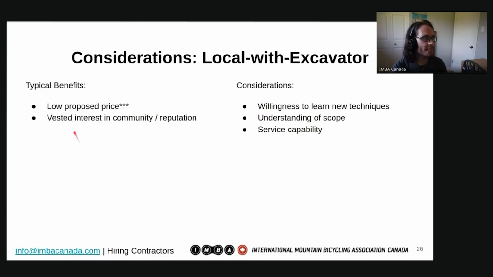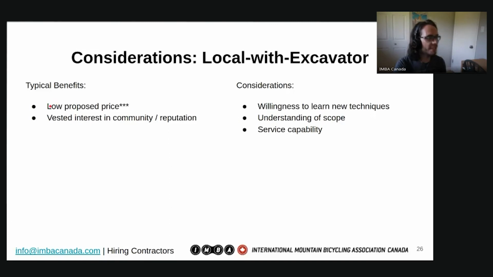Considerations, local with excavator. This is probably my favorite. This is somebody who has an excavator, they've done a lot of work, and they think, I'm going to go do this other project that's way out there. And I admire the tenacity. But you can imagine that there's a few things we need to make sure are squared away before we say, yeah, okay, here's the keys, go to town. And he brings this gigantic excavator into the woods, or she.